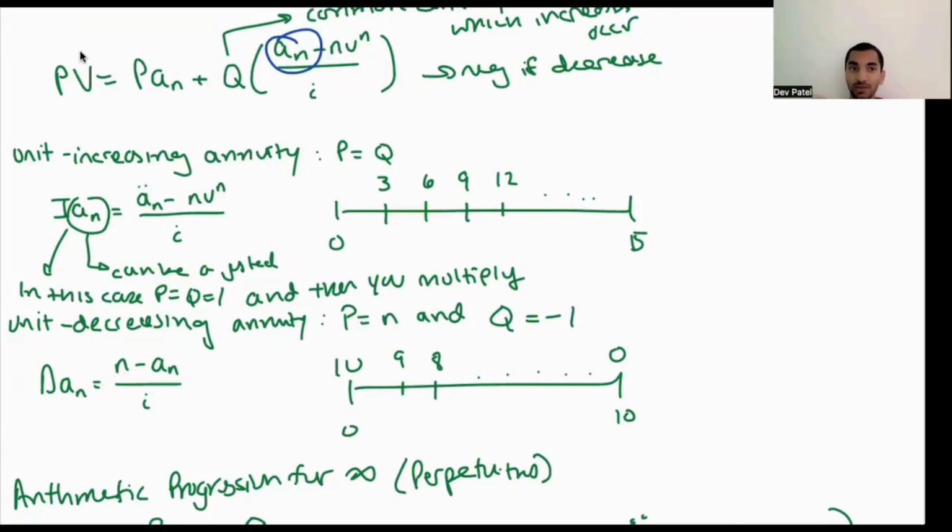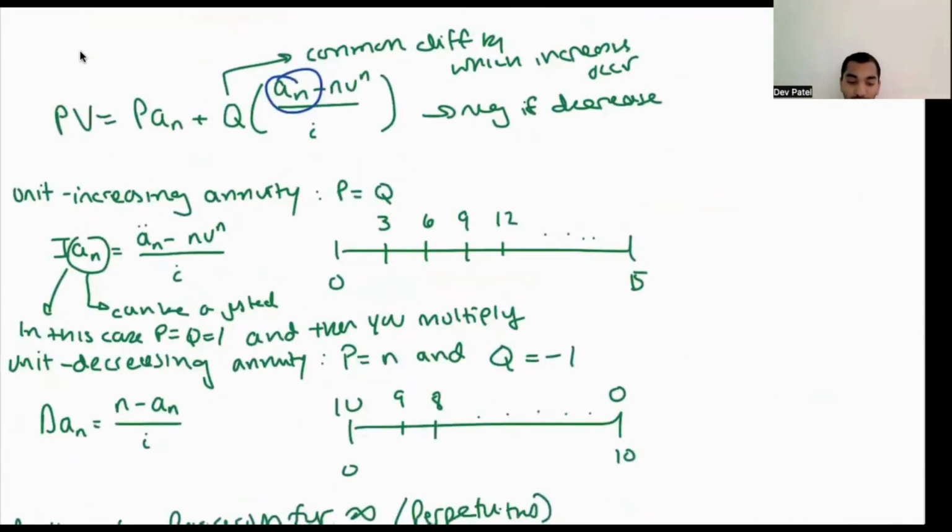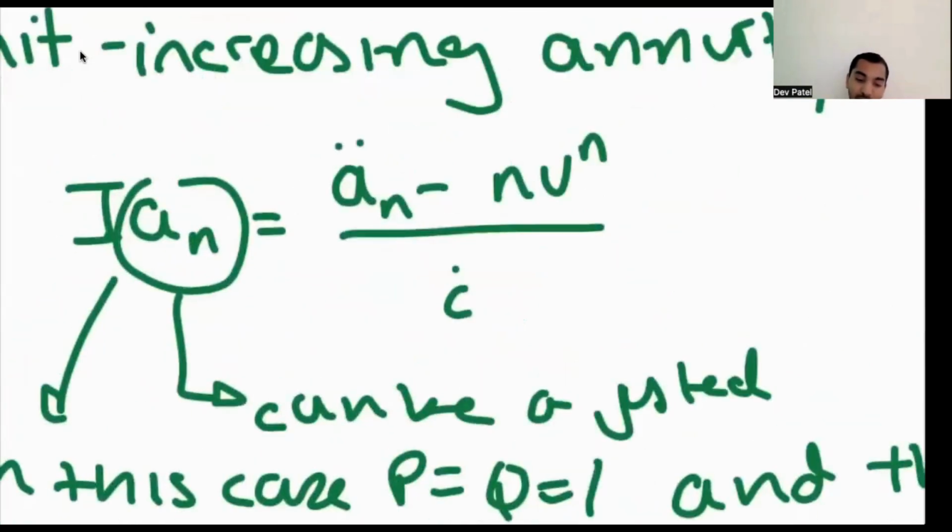That is, when P equals Q, essentially. And this is the formula for that over here. Again, keep in mind that this is the present value and this is the annuity due.